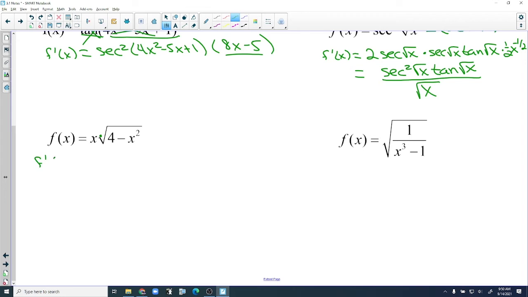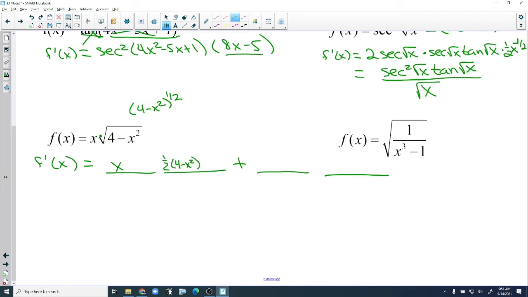So we have to start out with the product rule. So we'll have first times the derivative of second plus second times the derivative of the first. So we have to fill that in. There's the product rule. So first times the derivative of the second. Now that's 4 minus x squared to the 1/2. That's the second function. So to take the derivative is 1/2, 4 minus x squared to the negative 1/2.